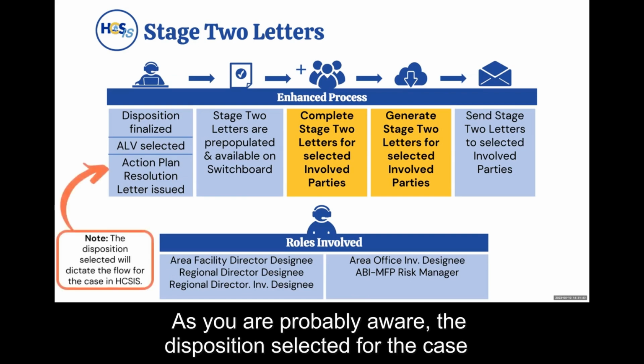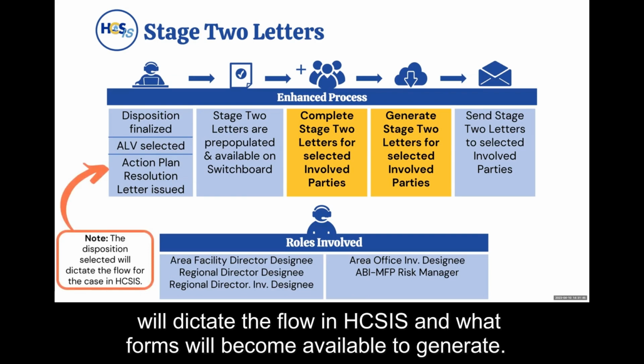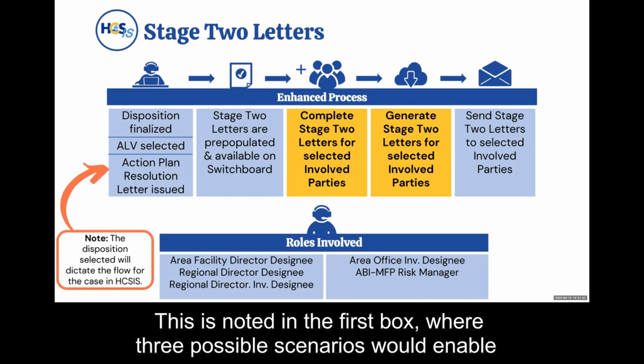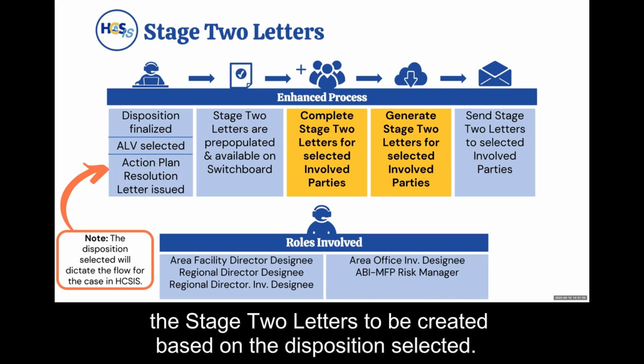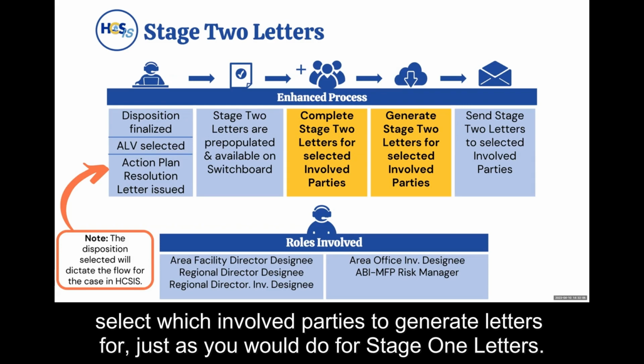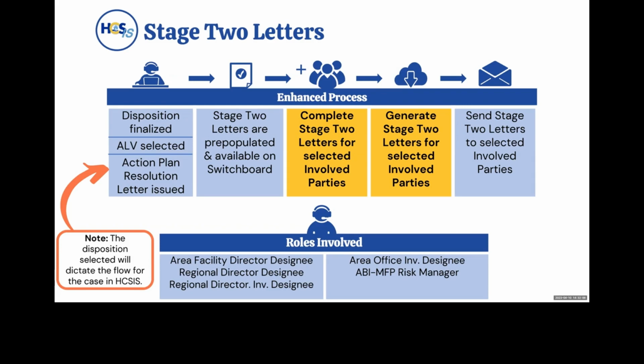As you are probably aware, the disposition selected for the case will dictate the flow in HCSIS and what forms will become available to generate. This is noted in the first box, where 3 possible scenarios would enable the Stage 2 letters to be created, based on the disposition selected. Following this, you would then make any necessary edits to the involved parties on the screen and select which involved parties to generate letters for, just as you would do for Stage 1 letters.